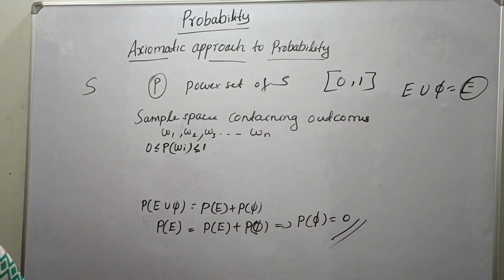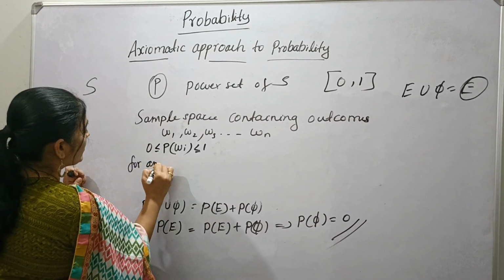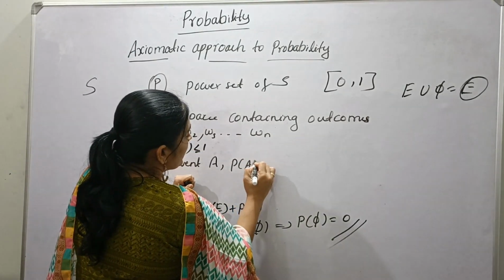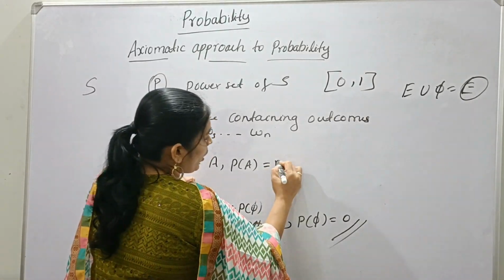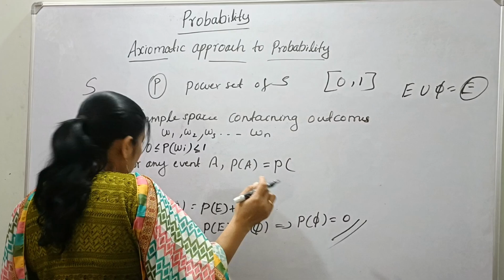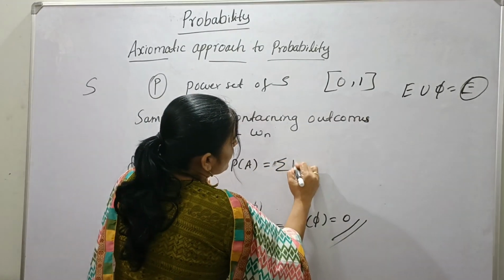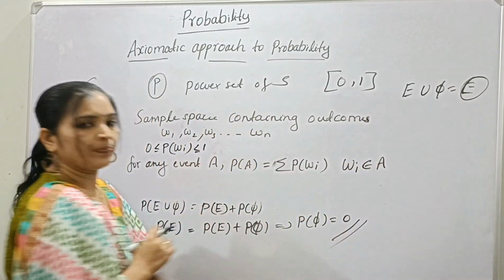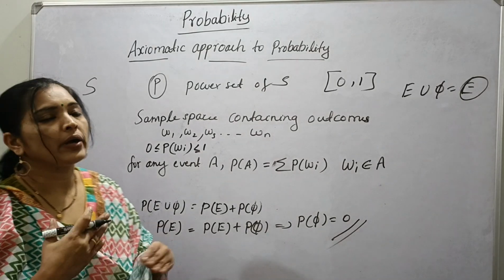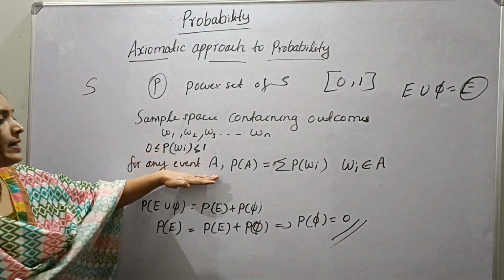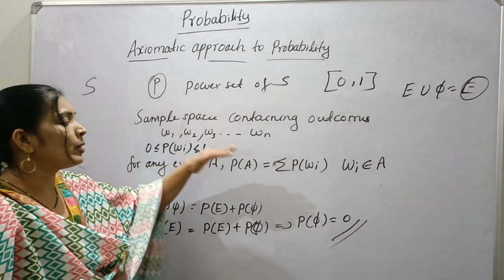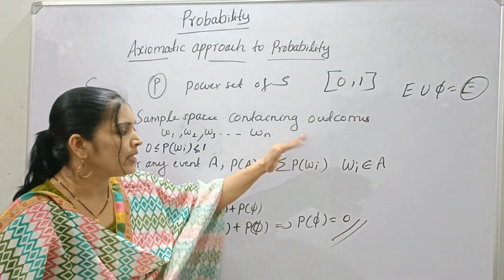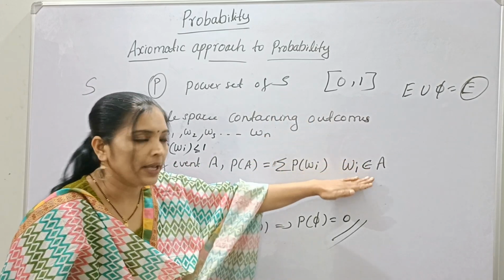One more axiom is, for any event A, probability of A is equal to the sum of probability of omega i, where all omega i belong to A. When we go to examples, you will understand it more. See, it is the last axiom: for any event A, probability of A is equal to the sum of probability of omega i, where all omega i are in A.